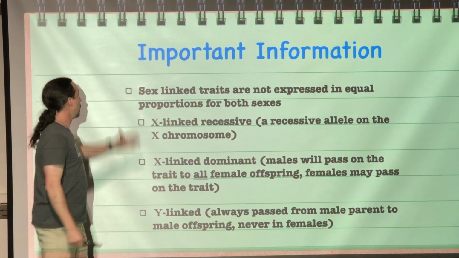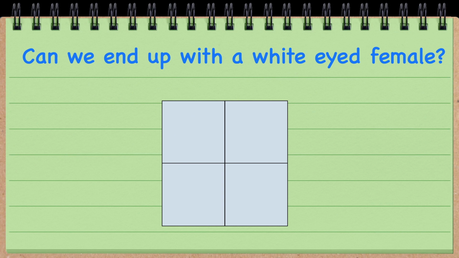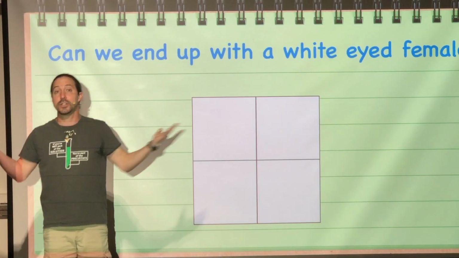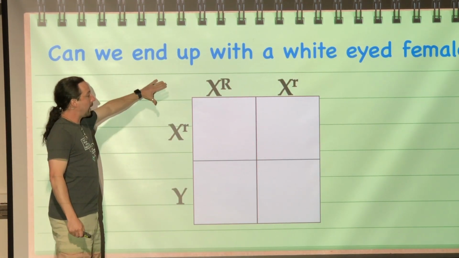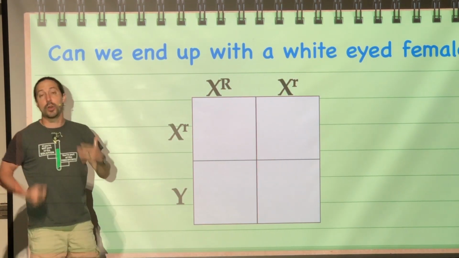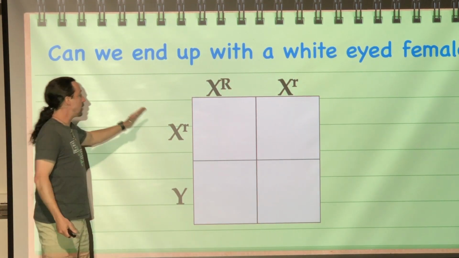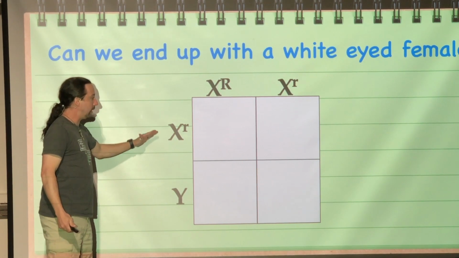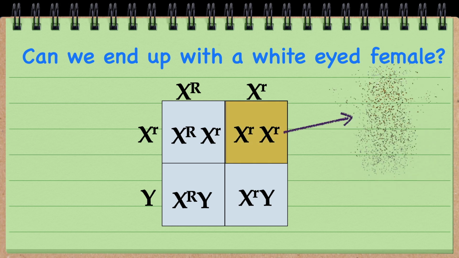And those are sex-linked traits, leading us to: could you end up with a white-eyed female? And in fact, you can. The way it would have to work, though, is that our female parent that had red eyes would have had to have been heterozygous, and we would have had to have had a white-eyed male. In that case, we can end up with a homozygous recessive female offspring, which would then have white eyes.